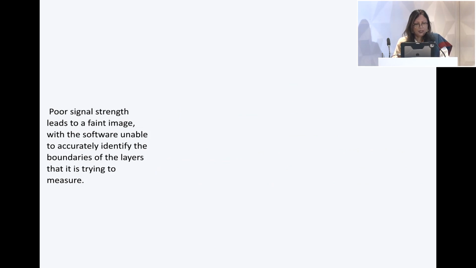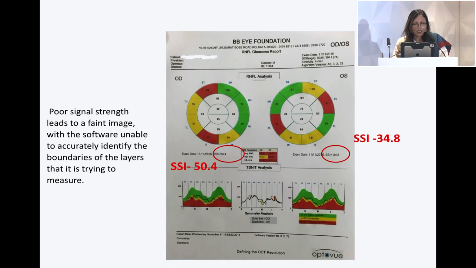So poor signal strength leads to a faint image, and when we see this kind of an image, this is from the OptiView, you actually need to see this index, and if this is less than 50, then the scan should be repeated.